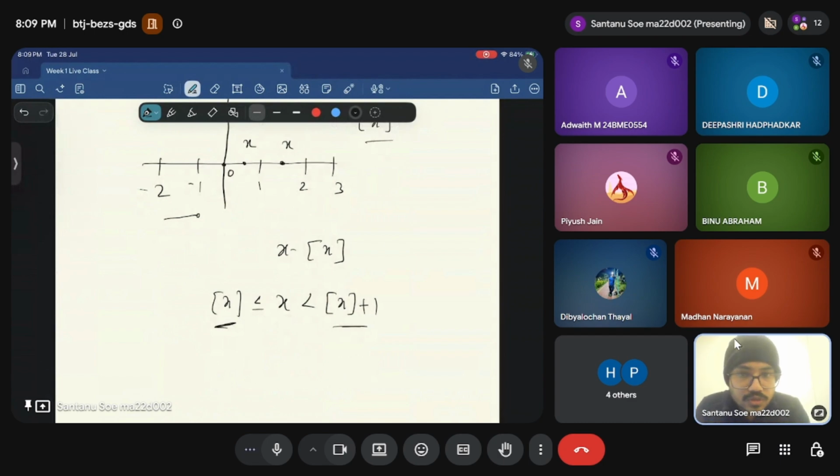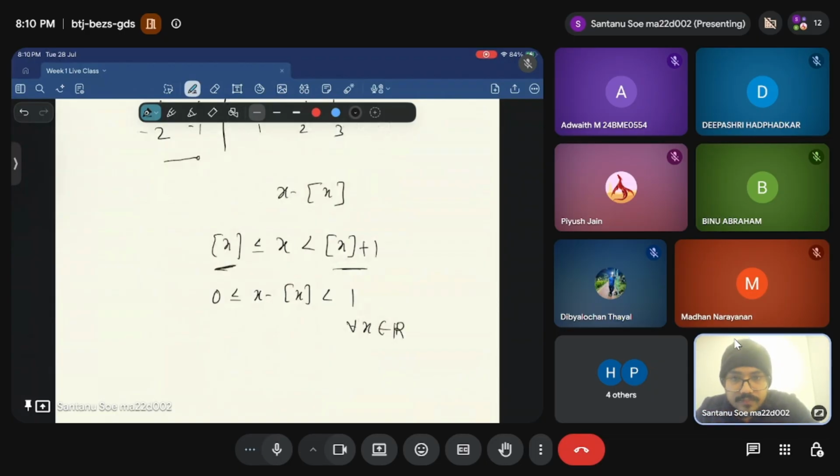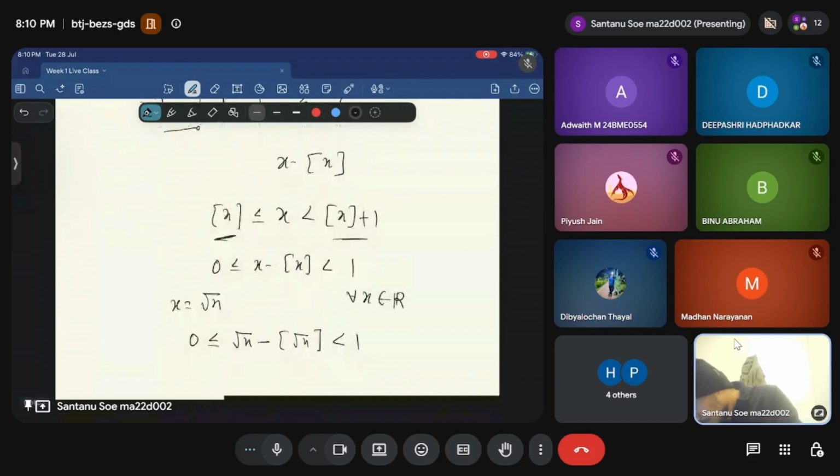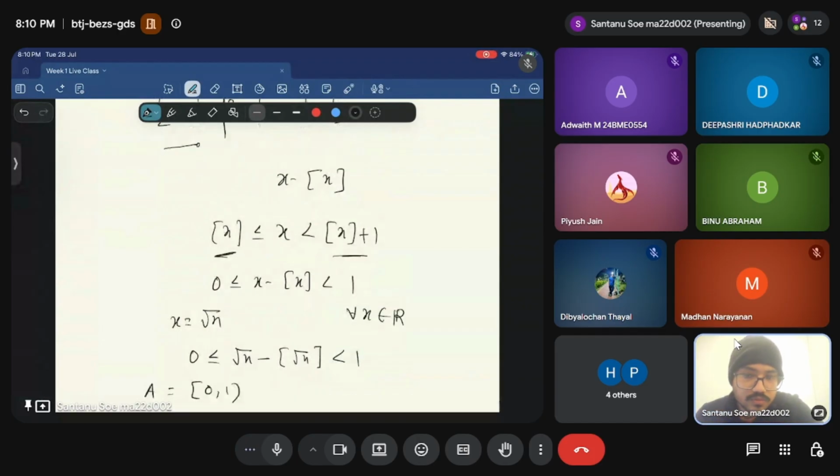So I hope you have understood how x is lying between floor x and floor x plus 1, and if you have understood that, then it is clear that the answer is closed 0, open 1, right? So that means 0 is less than or equal to x minus floor x, which is less than 1, and this is true for each x in R. In particular, if you take x to be square root of n, then 0 is less than or equal to square root of n minus floor of square root of n, which is less than 1. So that means our A is closed 0, open 1.